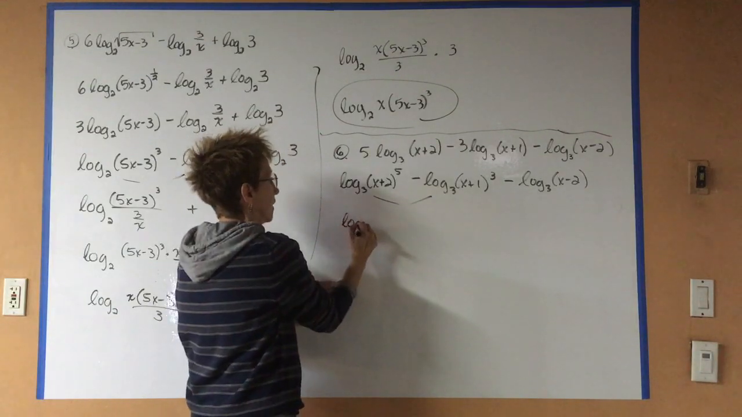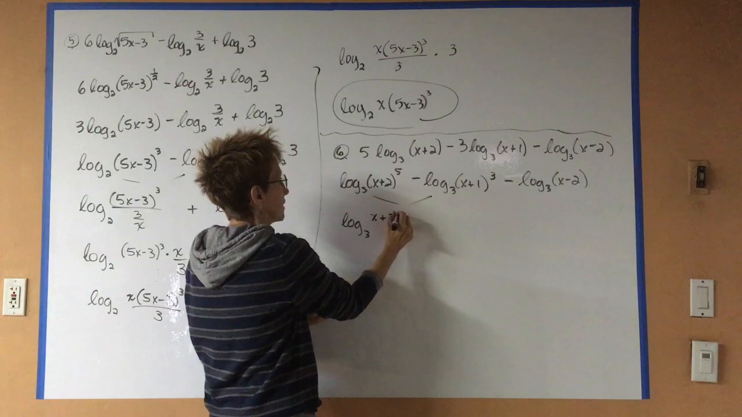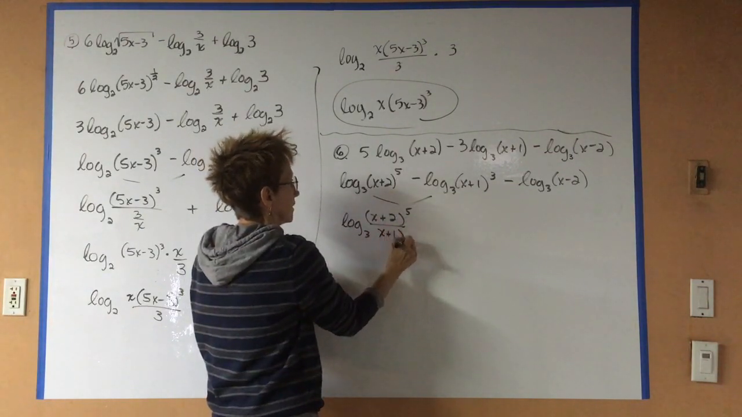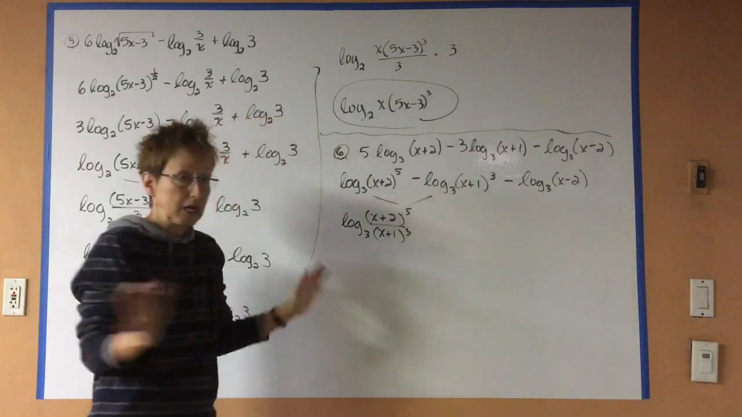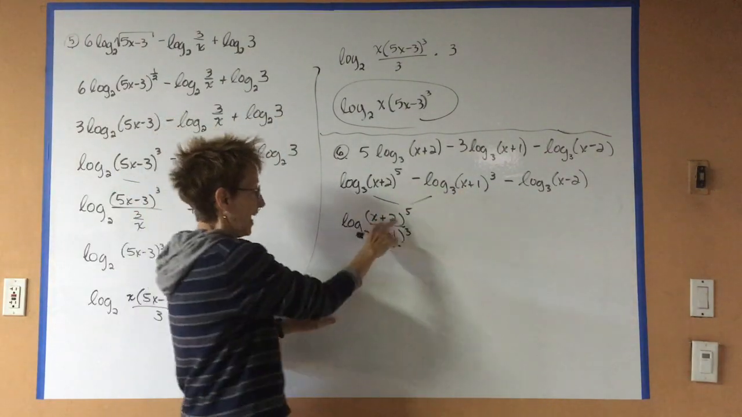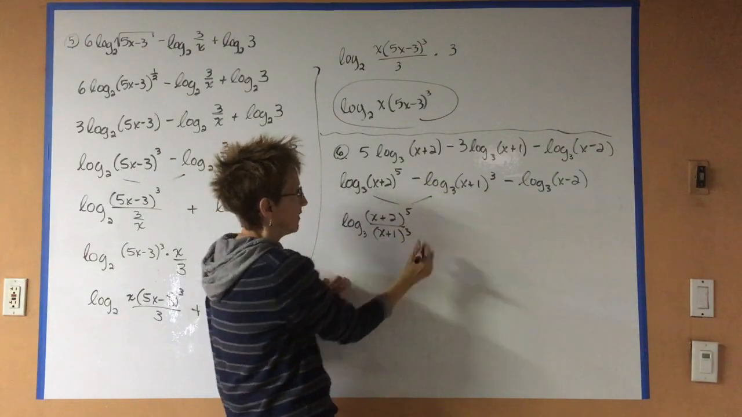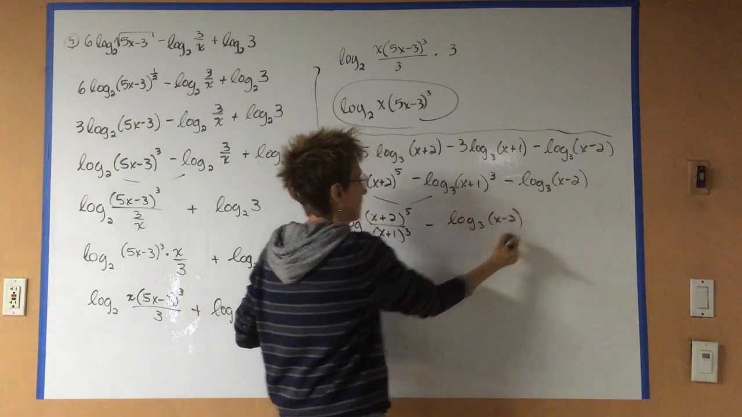So this is going to be log base 3. They're subtracting, so the (x plus 2) to the 5th will be on the top, and the (x plus 1) to the 3rd will be on the bottom. This guy divided by this guy. So it's not a complex fraction, that's nice. And in fact, I can't cancel anything either because there are no common factors. And now I still have minus log base 3 of (x minus 2).